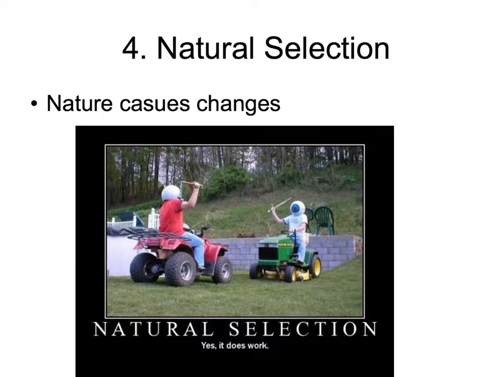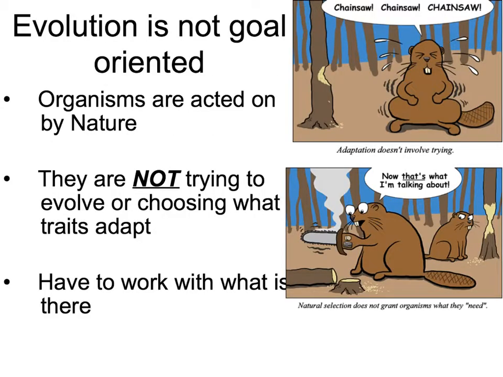Our fourth mechanism of evolution is natural selection. Natural selection is caused by nature choosing traits that are best suited for one particular environment. Keep in mind, even though nature is choosing traits that are suited to the environment, evolution in general is not goal-oriented. Organisms are acted on by nature. They are not trying to evolve new traits or choosing what traits they can have. Evolution has to work with variations already present in our population.